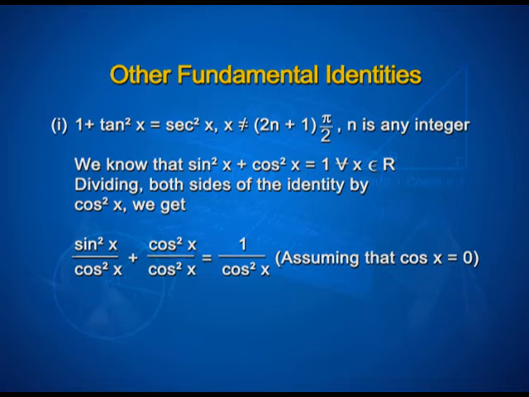So, obviously, what is sin square x upon cos square x? You already know it, it is tan square x. Thus, we have the identity tan square x plus 1 is equal to sec square x.